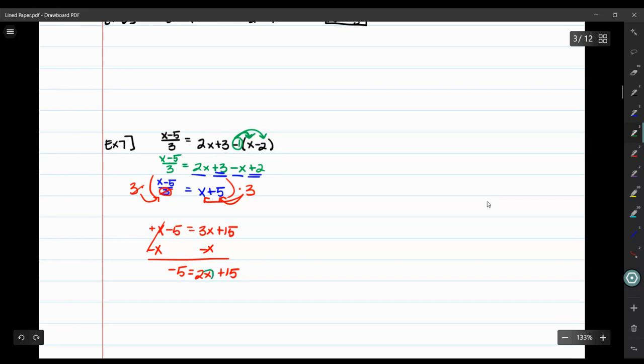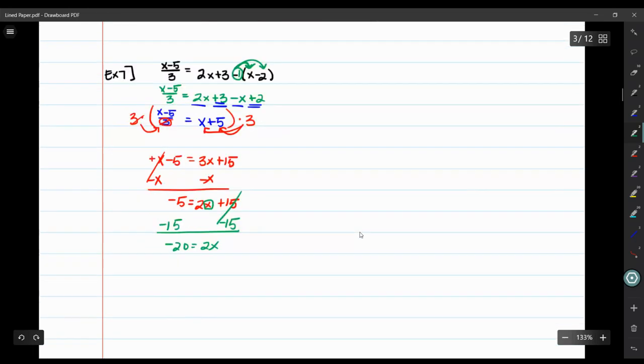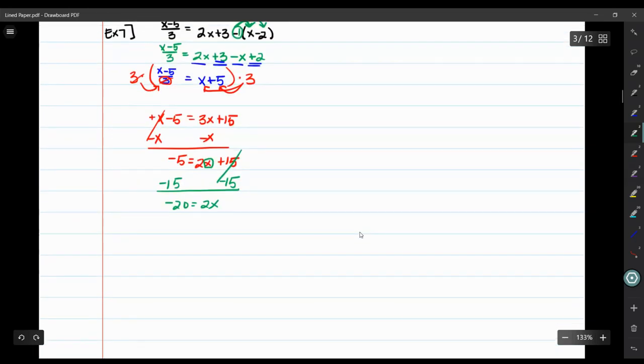Now I need to get x alone, so I have to move the 15 first. Negative 5 minus 15 is negative 20 equals 2x. And then I need to get rid of that 2 in front of my x, and I do that by dividing it out. We get x equals negative 10. And that is it for solving equations with variables on both sides of the equal sign.